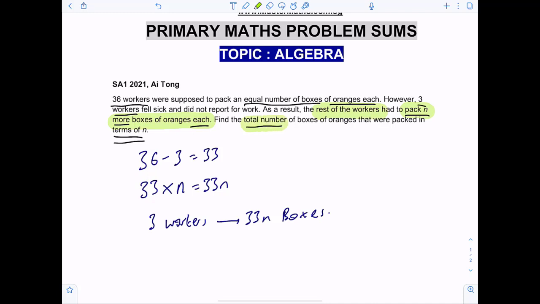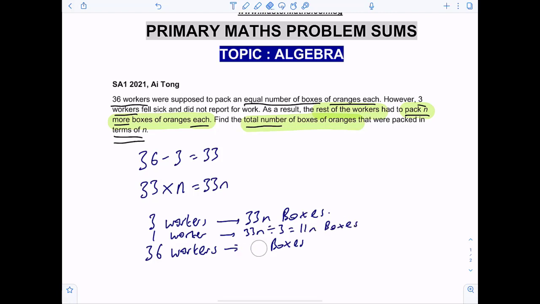The question is the total number of boxes of oranges that were packed in terms of n. Now the total originally, of course, was for 36 workers. This is the original number of boxes of oranges that needs to be packed. Okay, so 36 workers, how many boxes? Now what we can do is go to one worker first. 33n divided by 3, that is 11n boxes.